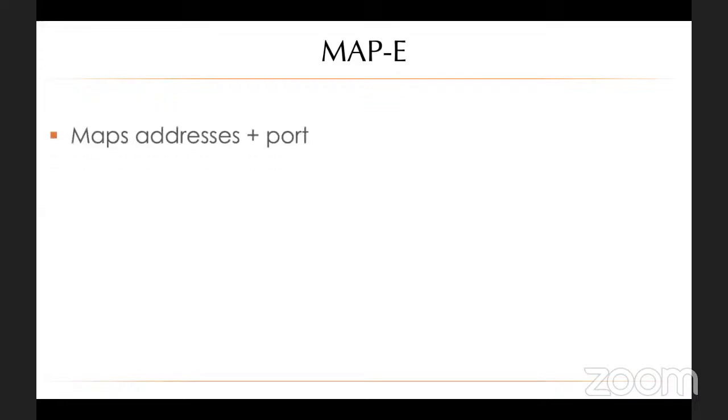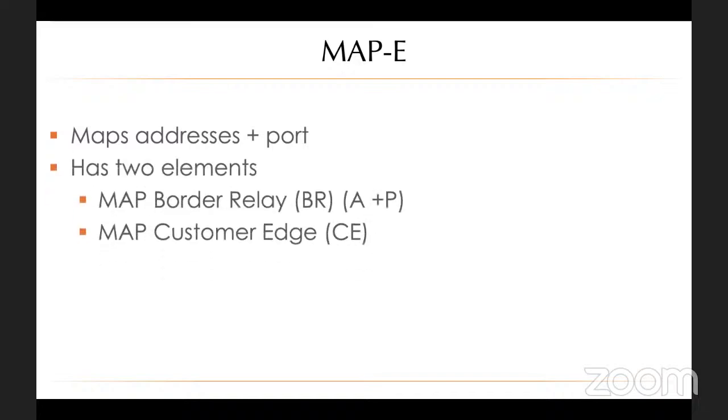So MAP-E maps addresses and ports. So you're going to have an IPv6 address, an IPv4 address pool. You have a pool of addresses, right? And you're going to map these addresses to ports. So basically what we're doing is we are extending the 32-bit address to a 48-bit address, right? So each address is going to have 65,535 ports. So that's how we come up with that.